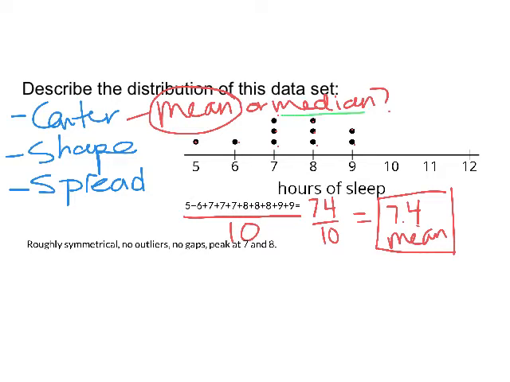IQR only makes sense if you're using median. Median belongs with IQR. We didn't use median, so we're not going to do that. Mean belongs with the MAD or with range. Range works with both. Let's do range for this one.